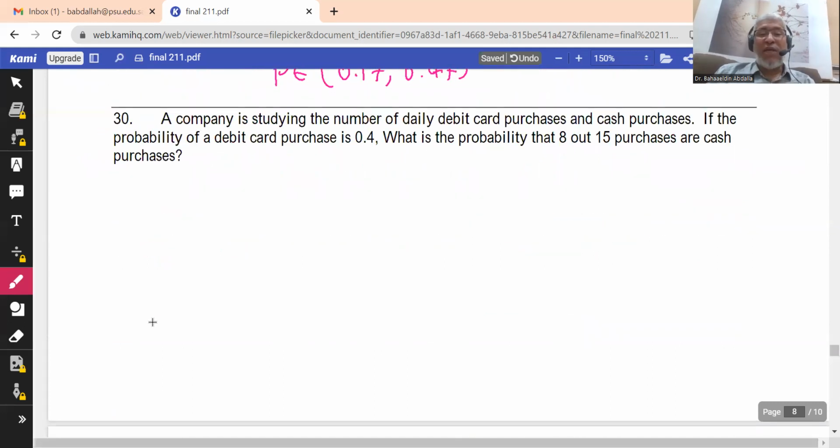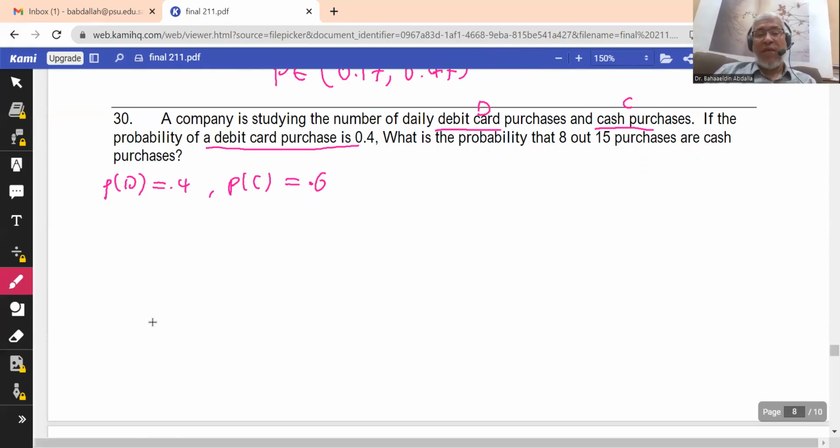A company is studying the number of daily debit card purchases and cash purchases. So we have two kinds of purchases, cash and debit. If the probability of a debit card is 0.4, if I call this D and this is C, so probability of D is 0.4. Since we have only two types, the probability of cash would be 1 minus 0.4, which is 0.6. What is the probability that 8 out of 15 purchases are cash purchases?